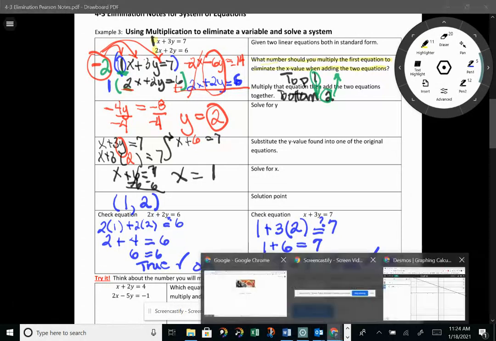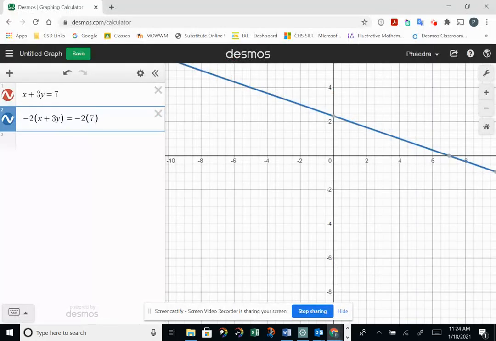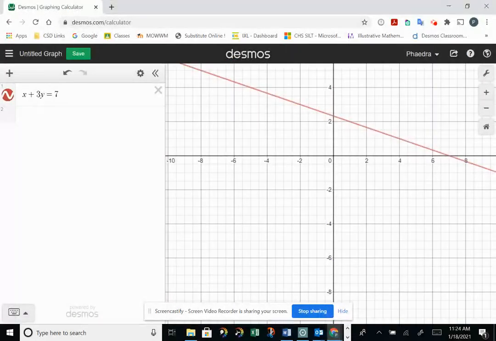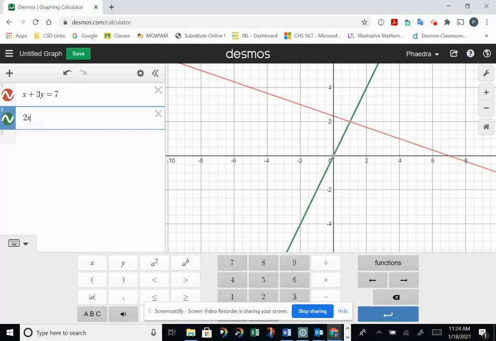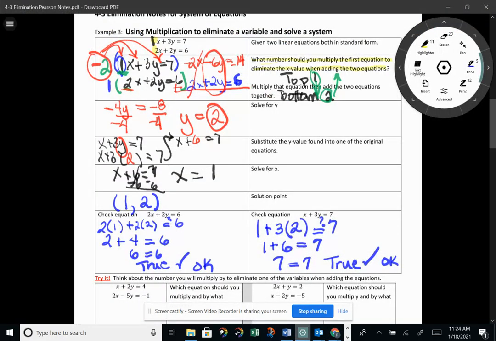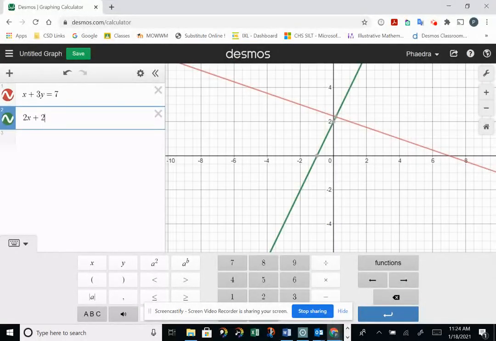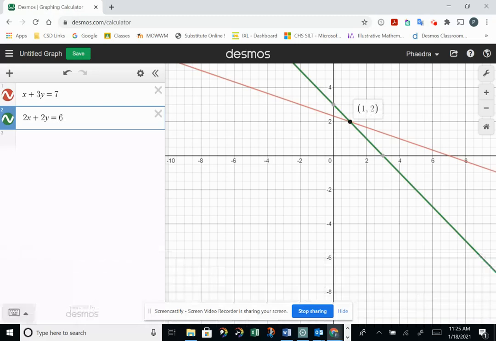You can also check using Desmos. So I would have 1x plus 3y, so I've got this here. And then I would have 2x plus 2y equals 6. And then I look at my point of intersection there, and my x value is 1 and my y value is 2, so I know I got it correct.